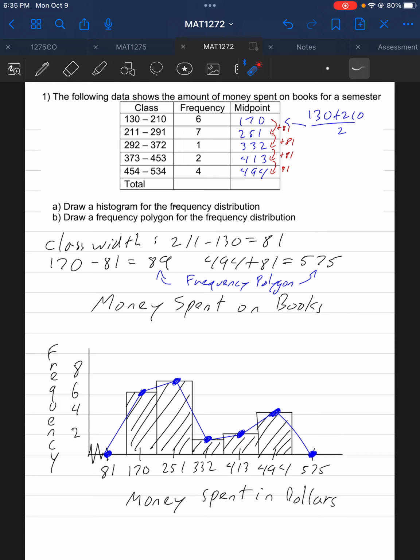So let's put a little breakpoint here. We could start by drawing our bars going up to our respective frequencies. 6 for the first, 7, and then 1. Bar goes up to 2 for the next one, and the last one goes up to 4. Since this is a histogram, these bars have to be touching. They cannot be separated. You could put shading in here if you want to, but you certainly do not need to. I like to put it in there. And then your histogram is done.